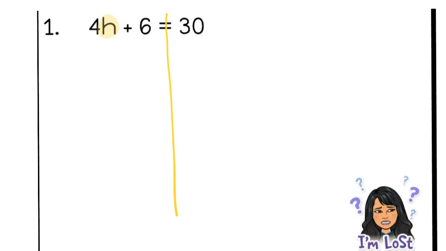And so the opposite, or the undoing of plus 6, is minus 6. So we're going to subtract 6 from both sides, leaving us with 24 on the right side, and this will cross out 4h on the left.